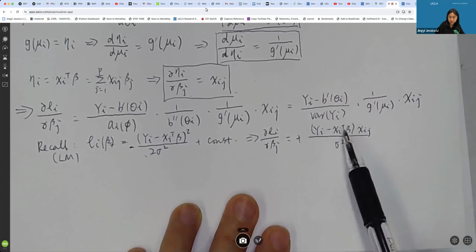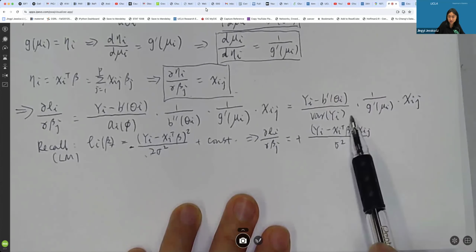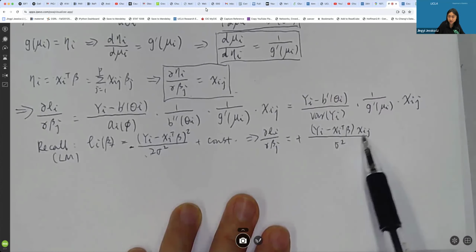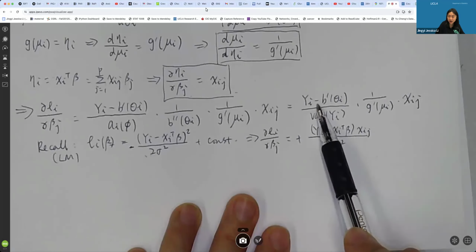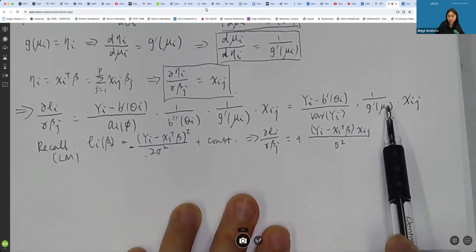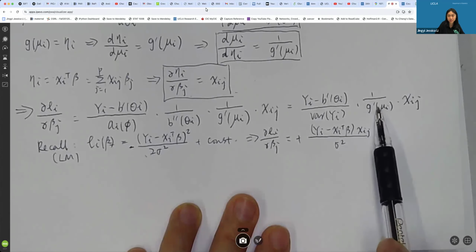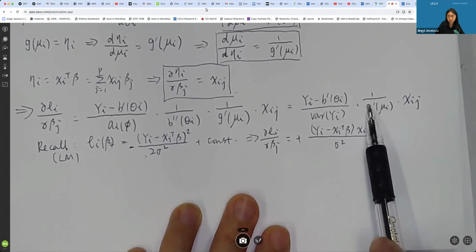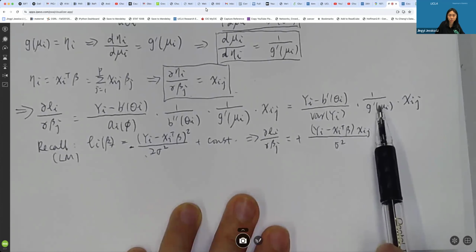So right now you see that we have something similar to here. I just want you to compare the two terms. We have Xij and we have Yi minus something. Previously, sigma square is the variance of Yi, and we have variance of Y here. But we have this additional term that bothered us. So therefore, we want to consider this to be some weights.